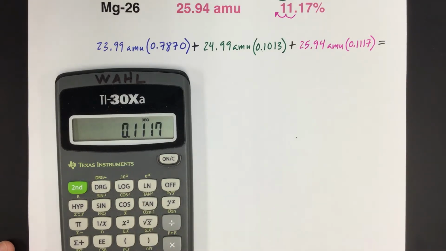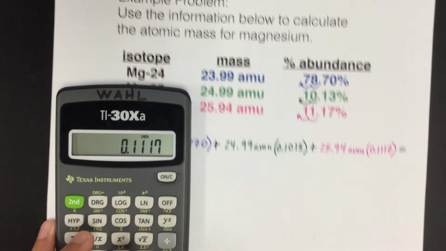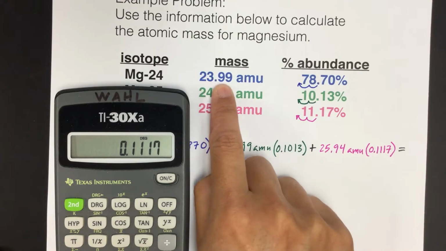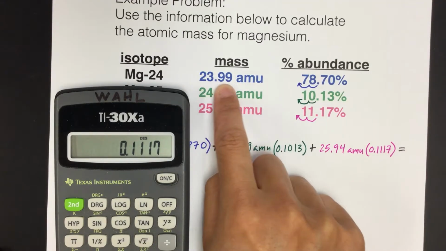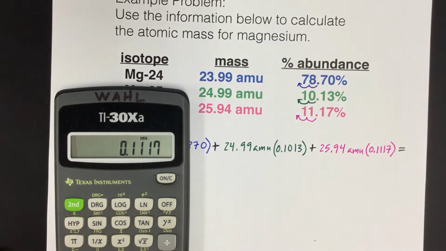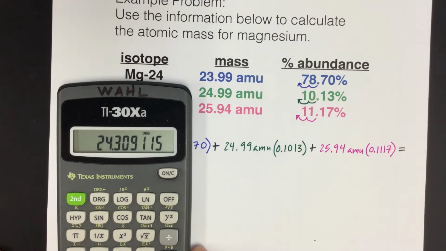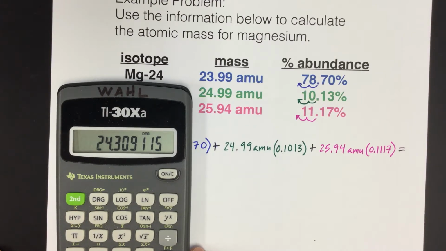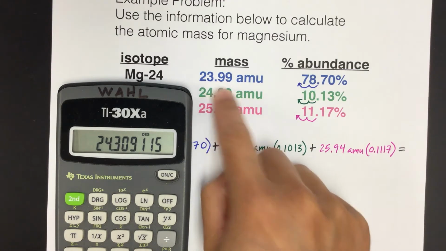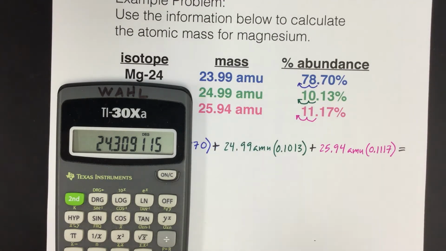Okay, and then before I hit equals, remember we said we think the answer should be closest to this number. Out of the 3, it should be closest to the 23.99 because that has the highest percentage. I'll hit equals. And it is pretty close to that one, right? Because this is really close to 24. So it ends up being pretty close to that.